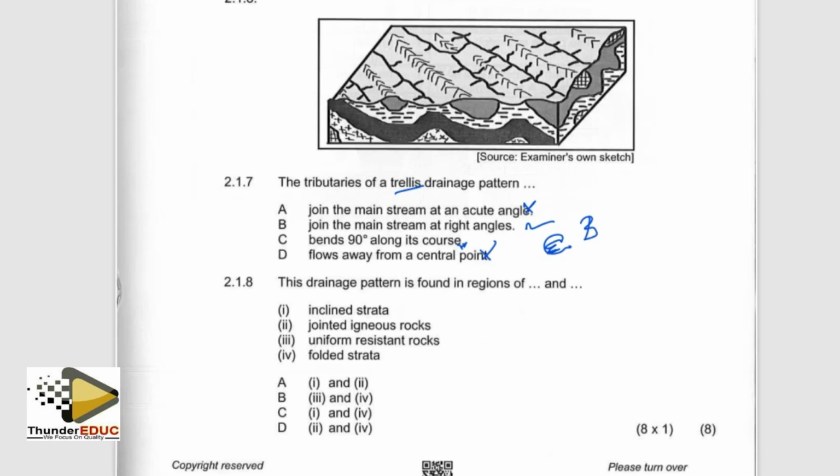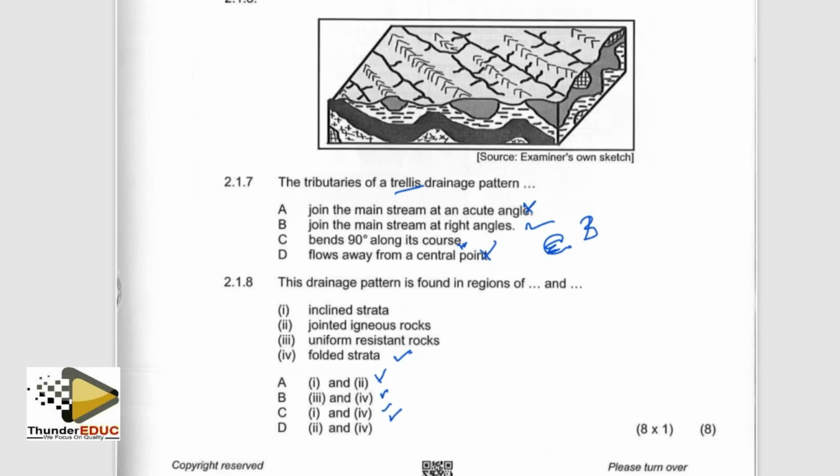So the drainage pattern is found in this region. Which region? Inclined, jointed, uniform, folded. So folded is okay. So that means wherever you have 5 is okay. 4. So there is 4, there is 4, there is 4. So this one is wrong.